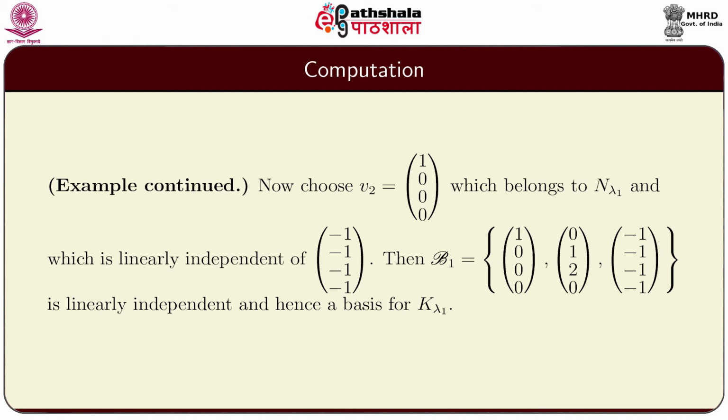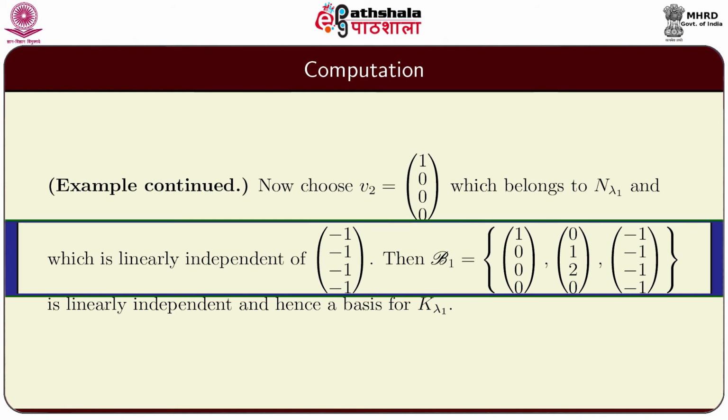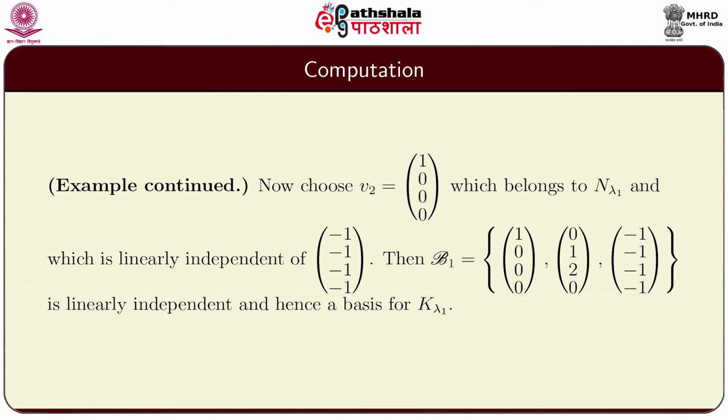This belongs to the eigenspace of lambda 1 and this is linearly independent of the vector (minus 1, minus 1, minus 1, minus 1), and therefore we have this set consisting of the vectors (1, 0, 0, 0), (0, 1, 2, 0) and (minus 1, minus 1, minus 1, minus 1), which is linearly independent and hence a basis of K lambda 1, because we know that the dimension of K lambda 1 is 3.